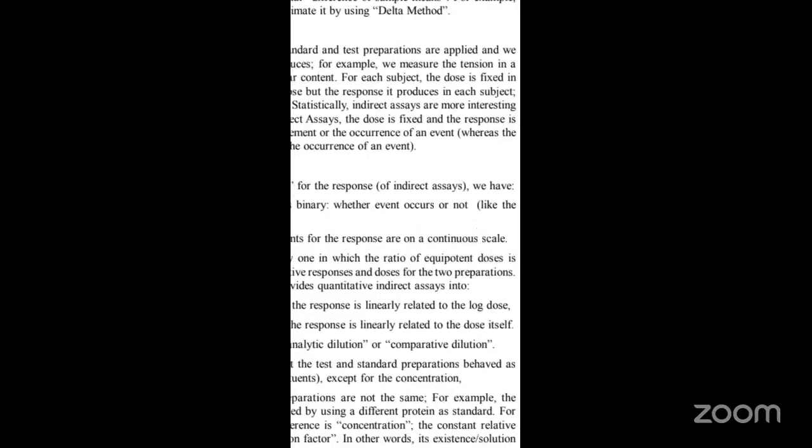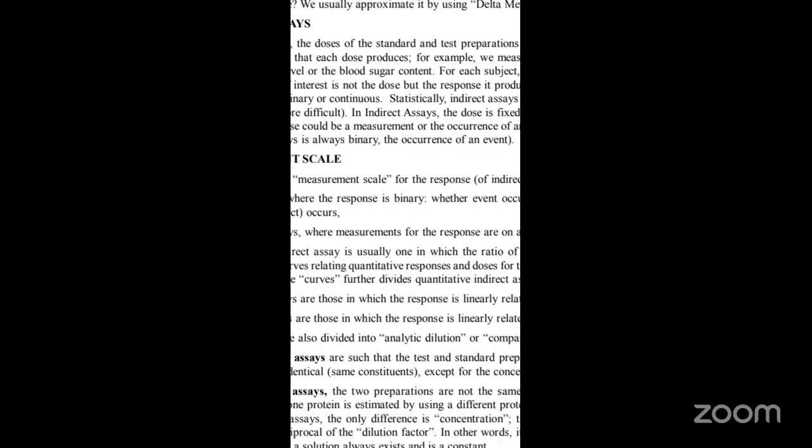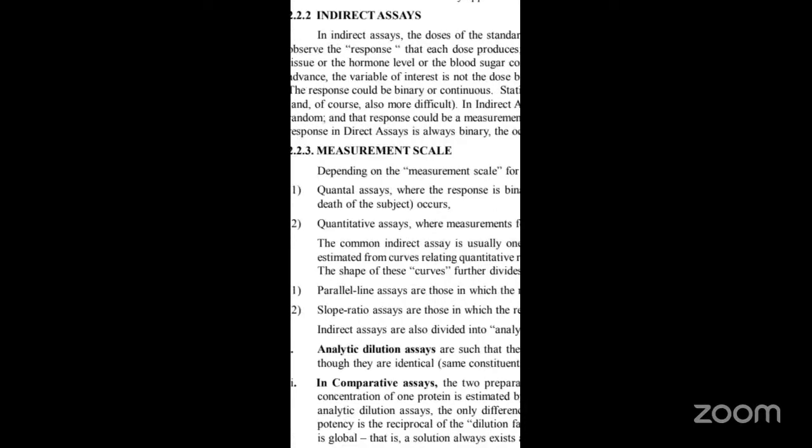Next one is measurement scale. Depending on the measurement scale for the response of indirect assays, we have quantal assays, where the response is binary, whether the event occurs or not. That is, binary means it occurs or it does not occur, for example the death of the subject. Next one is quantitative assays, where the measurements for the response are on a continuous scale.